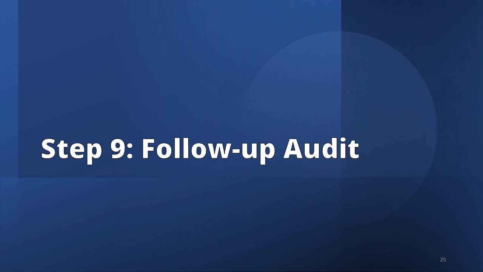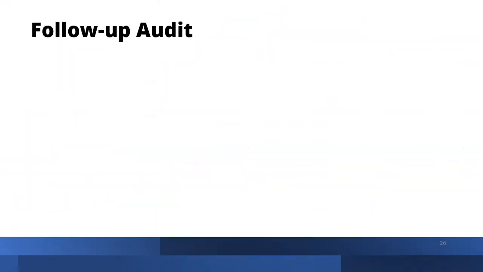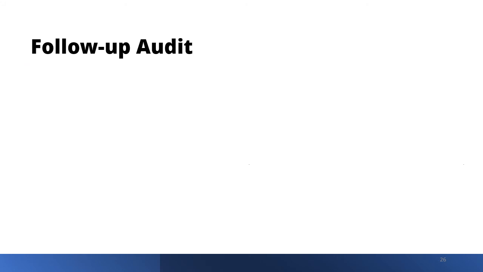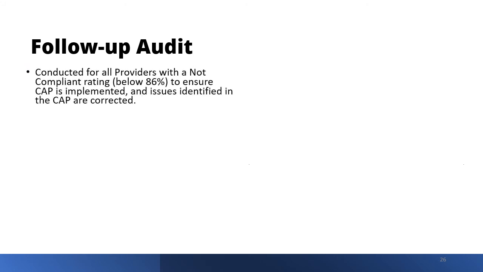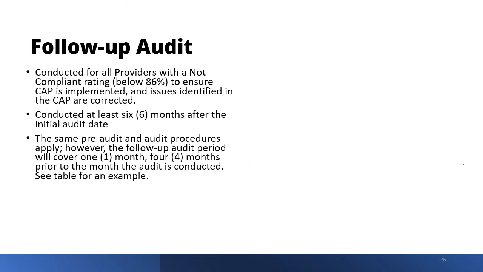Step 9. Follow-up audit. A follow-up audit will be conducted for all providers with a non-compliant rating of below 86% to ensure that the corrective action plan is implemented and issues identified in the corrective action plan are corrected. The follow-up audit will be conducted at least 6 months after the initial audit date. The same pre-audit and audit procedures will apply. However, the follow-up audit period will cover 1 month, 4 months prior to the month the audit is conducted.